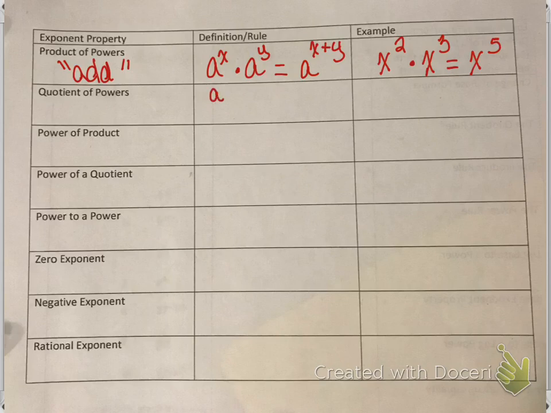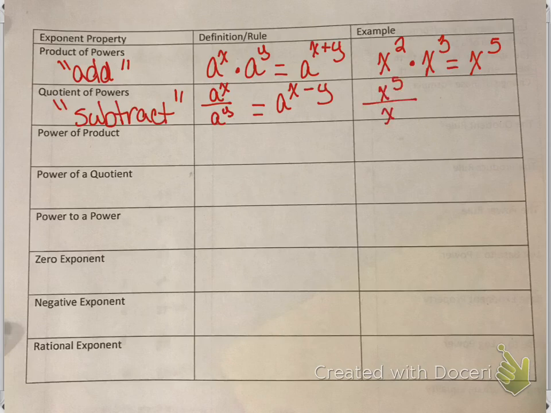Quotient of powers is when I have something similar to a to the x over a to the y. What do I do with those exponents? Subtract. Okay? So I have something like a to the x minus y, and my key word is subtract. So if I had x to the fifth over x to the third, I'm left with x squared. I subtract.